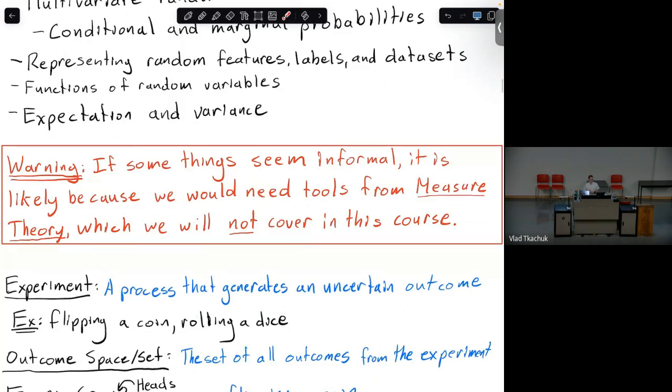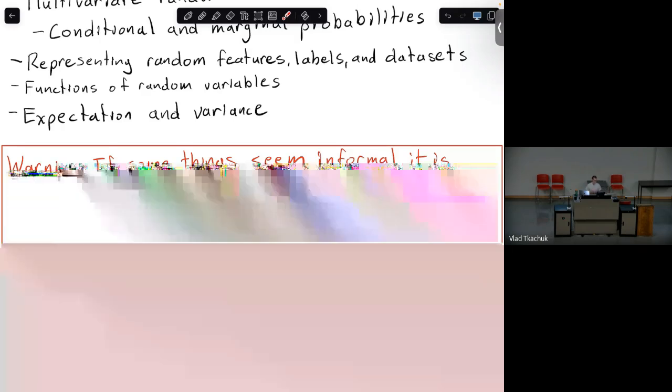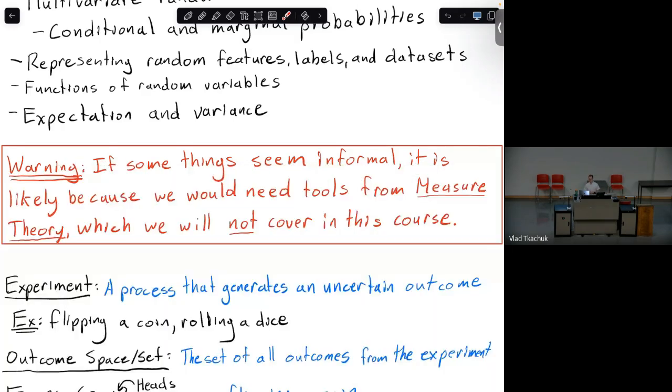Probability is usually motivated by, or actually at the heart of it is, this idea of an experiment. An experiment is just some process that generates uncertain outcomes. That's how we're going to think about it. Some examples: you flip a coin, that's an experiment. Or you roll a dice, that's another experiment. Or in our course, you pick a house randomly, and then you observe its number of rooms and things like this. These are going to be your experiments.